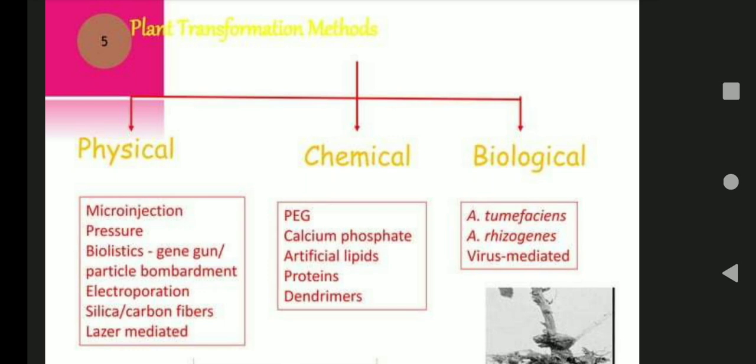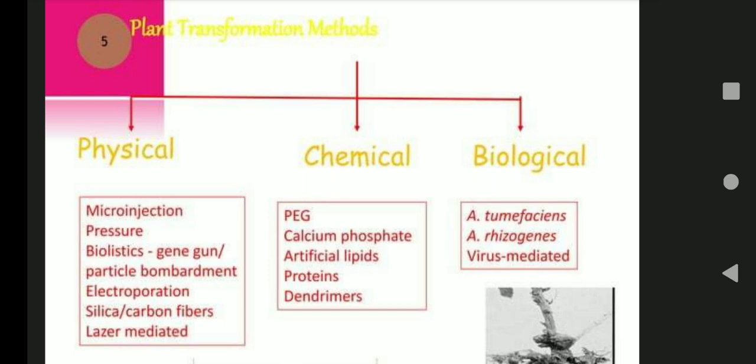Another is the electroporation technique, in which we alter the permeability of the membrane of the plant cell, so that the gene gains entrance into the plant cell. Another is silica or carbon fiber oriented methods, in which foreign genes are inserted into the plant cell. Laser mediated methods are also followed.